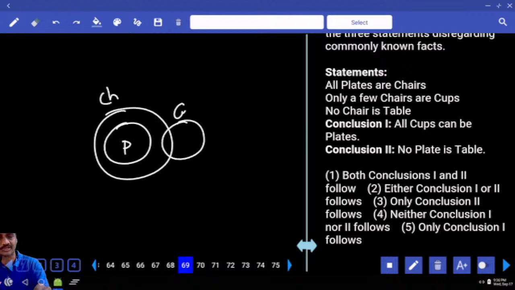Then, first one, all cups can be plates. Now, can this entire cup be a plate like this or not? Possible or not possible? Possible. Entire chair cannot be part of cup. Cup can be part of chair.